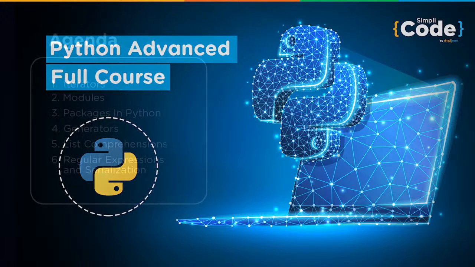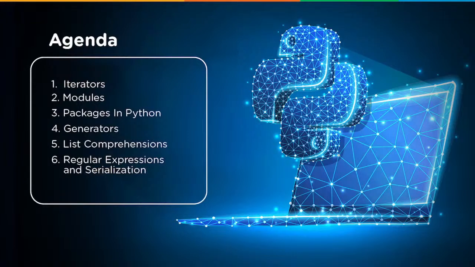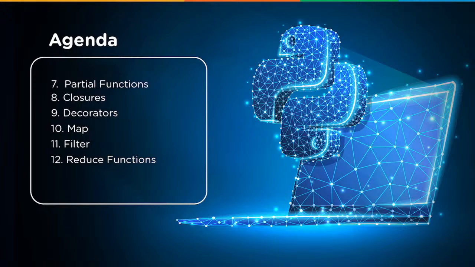So we will begin by understanding what are iterators, modules and packages in Python. Then we will learn about generators and look at list comprehensions in Python. Moving further, we will see regular expressions and serialization in Python. Next, we will get an idea about partial functions, closures and decorators. Finally, we will end this session by learning map, filter and reduce functions in Python.